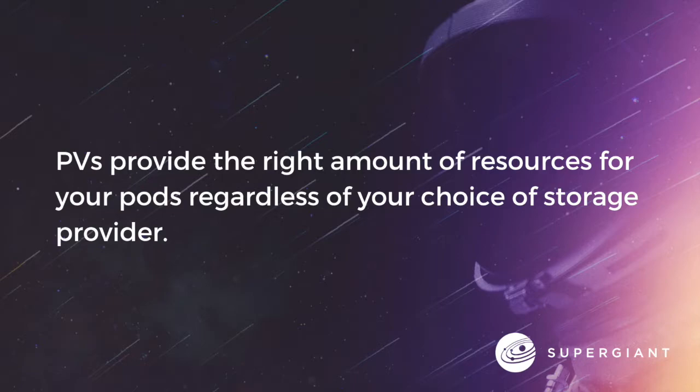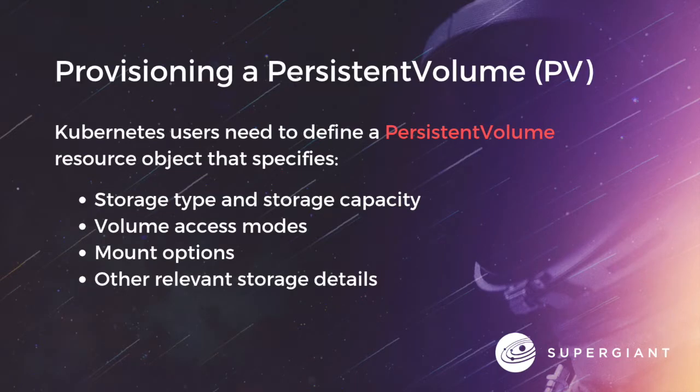Linking a persistent volume to your application involves several steps: provisioning a PV, requesting storage, and using the PV in your pod or deployment. Let's discuss these steps. Kubernetes users need to define a persistent volume resource object that specifies the storage type and storage capacity, volume access modes, mount options, and other relevant storage details. Once the PV is created, we have a working API abstraction that tells Kubernetes how to interact with the underlying storage provider using its Kubernetes Volume plugin.